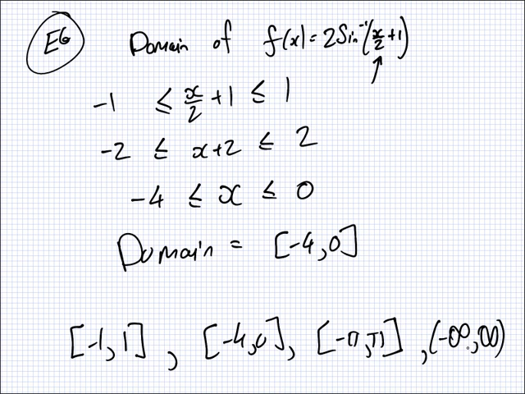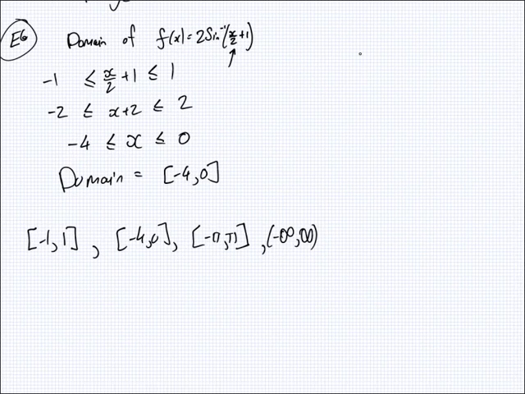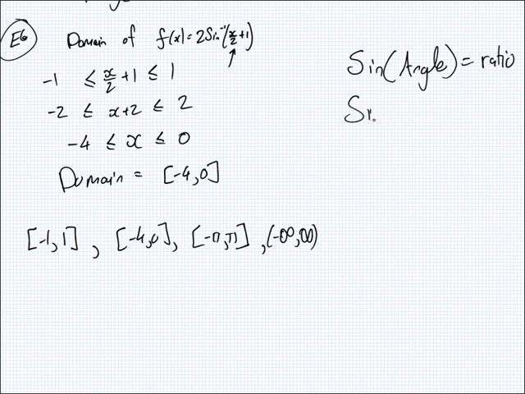Okay, let's see the range. What would be the range here? Sine inverse is the opposite of sine. You'll need to think about this for a moment. If you take the sine, what goes into a sine? An angle. And what is it equal to? It's equal to a ratio, a fraction. So, for example, sine 30 degrees is a half. So, in other words, what you put into sine is an angle, and what you get out is a ratio.